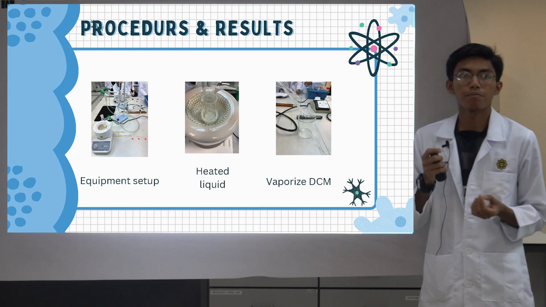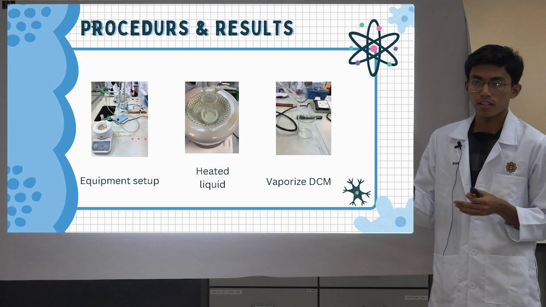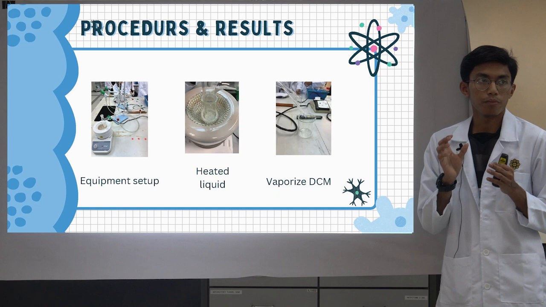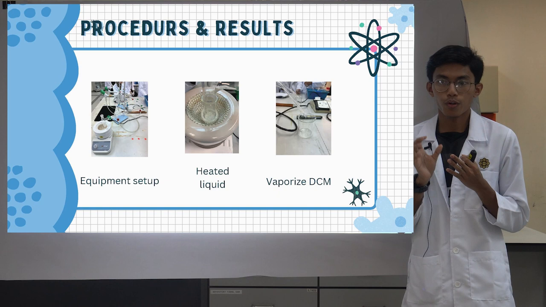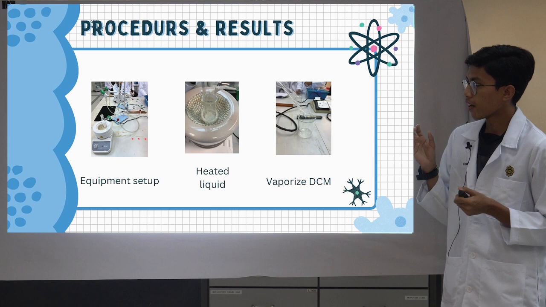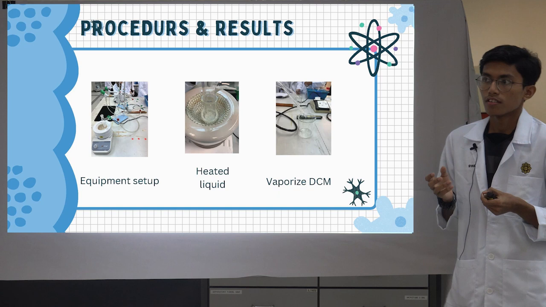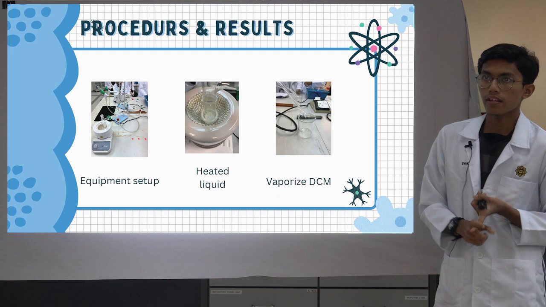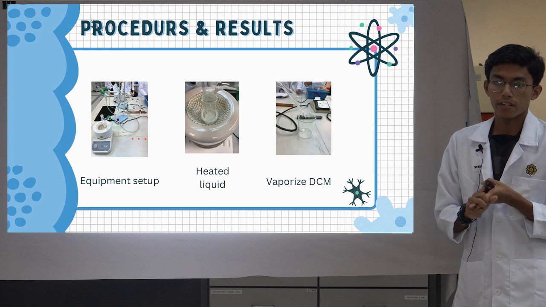Then we take an empty separatory funnel and put the mixture from the flask into it. Make sure to close the stopper before shaking, so that it will not drop off when we shake the mixture. After that, we need to mix the mixture vigorously to make two layers, where the upper layer will be the acid layer, and the bottom will be the mixture of the DCM and base.